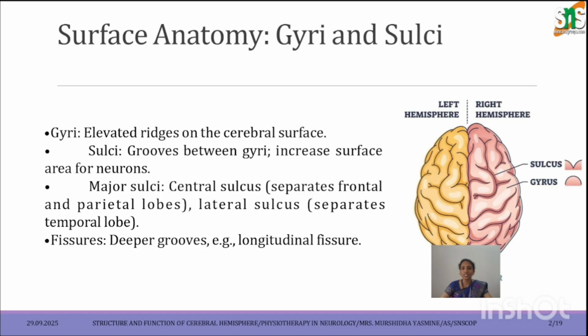Central sulcus separates the frontal and parietal lobe. Lateral sulcus separates the temporal lobe. Fissures are the deep grooves which are present in the cerebral surface, for example, the longitudinal fissure. In this picture, you can see right and left hemisphere with both sulcus and gyrus. Sulci are the grooves between the gyri. Gyri are the elevated ridges which you can see on the cerebral surface.